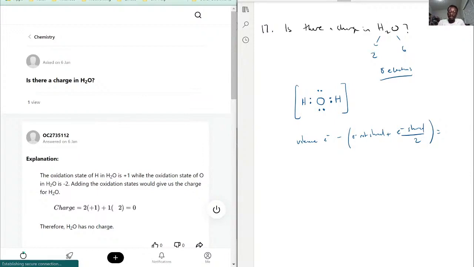So if we do the hydrogen first, we have 1 minus, it has no electrons that it's not sharing, so that's 0, and it's sharing 2 electrons, so 2 over 2, that equals 0. Perfect. And now for the formal charge of oxygen, oxygen is 6 valence electrons, it has 4 by itself, and because they're sharing 2 on each side, that's 4 in total. So that indeed does equal 0 as well. Because the formal charges for both are 0, this means that H2O, water, has no charge. So the answer is no.